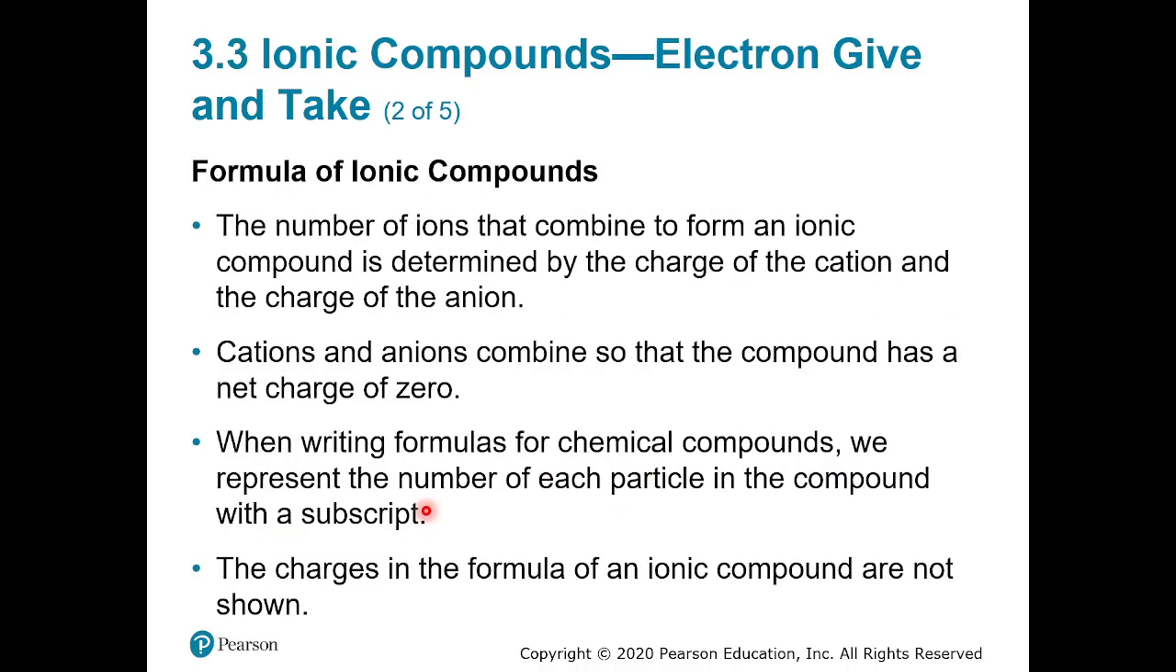Okay. So let's talk about the formula of ionic compounds. The number of ions that combine to form an ionic compound is going to be determined by the charge of the cation and the charge of the anion. So let's say we had a 2+ charge. How many 1- charges do we need to equal that out? 2, right?